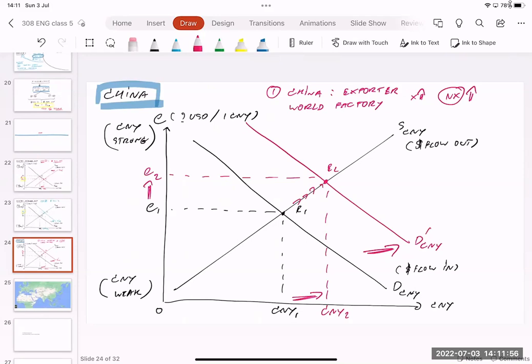Everyone who lives outside China is going to look at the Chinese product, which becomes more expensive. So when the currency becomes stronger, it's not good for export. China knows that, so what China tries to do is use another strategy. I'm going to call it number 2.